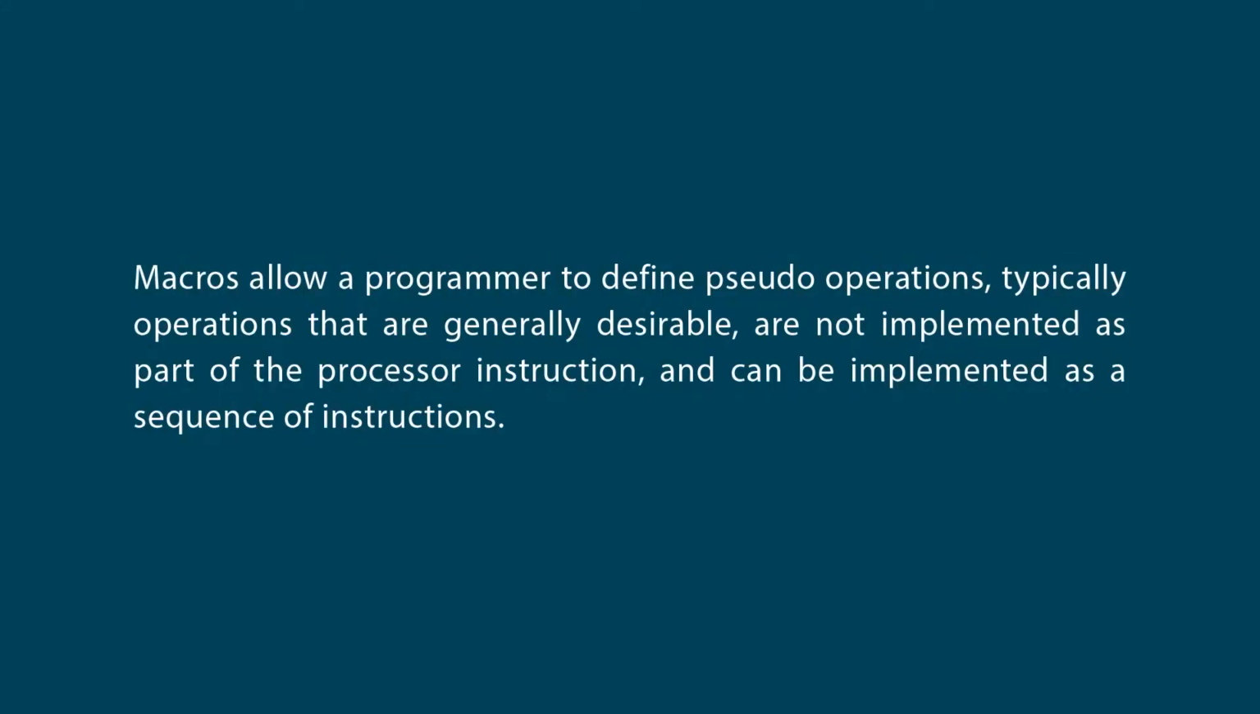Macros allow a programmer to define pseudo operations, typically operations that are generally desirable, are not implemented as a part of the processor instruction, and can be implemented as a sequence of instructions. Each use of a macro generates new program instructions. The macro has the effect of automating writing the program. Macros can be defined and used in many programming languages like C, C++, etc.